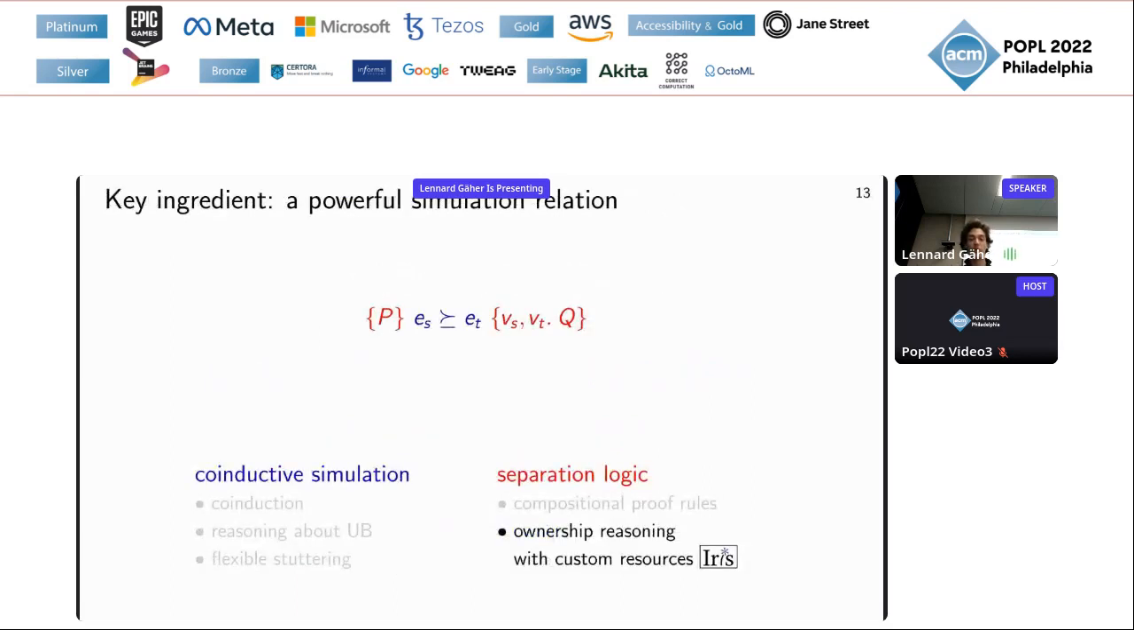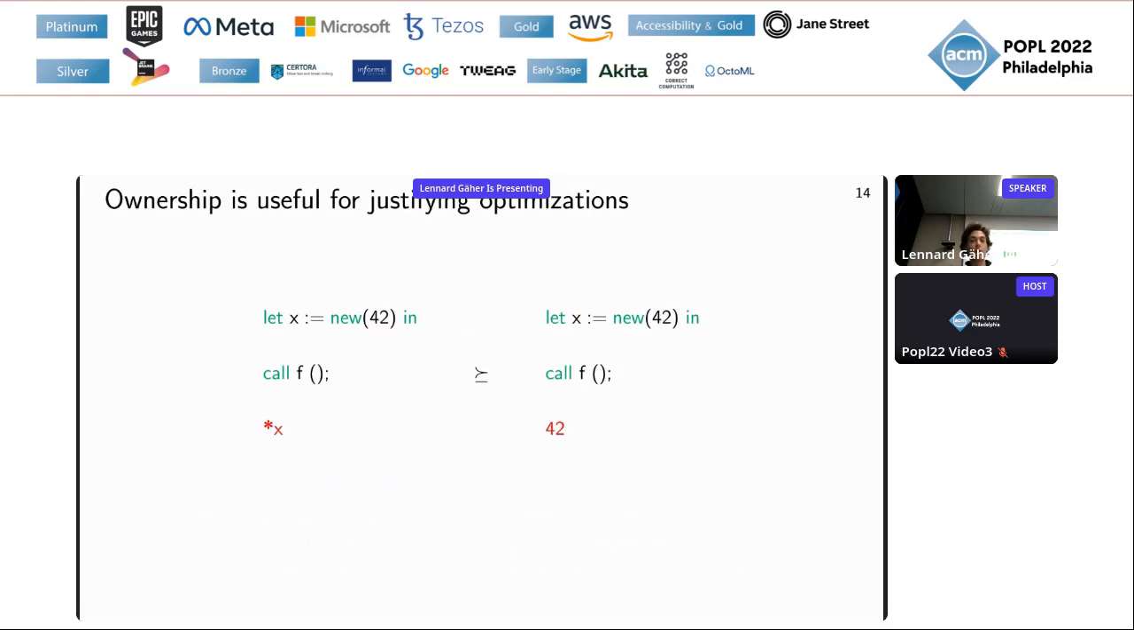Next, let me demonstrate with a very simple example what separation logic reasoning brings to the table in terms of justifying optimizations. And for the rest of this talk, we are going to consider programs in our functional example language Simulang. So the simple unoptimized program on the left here allocates a new reference x with value 42, then calls some unknown function f, and afterwards reads from x again.